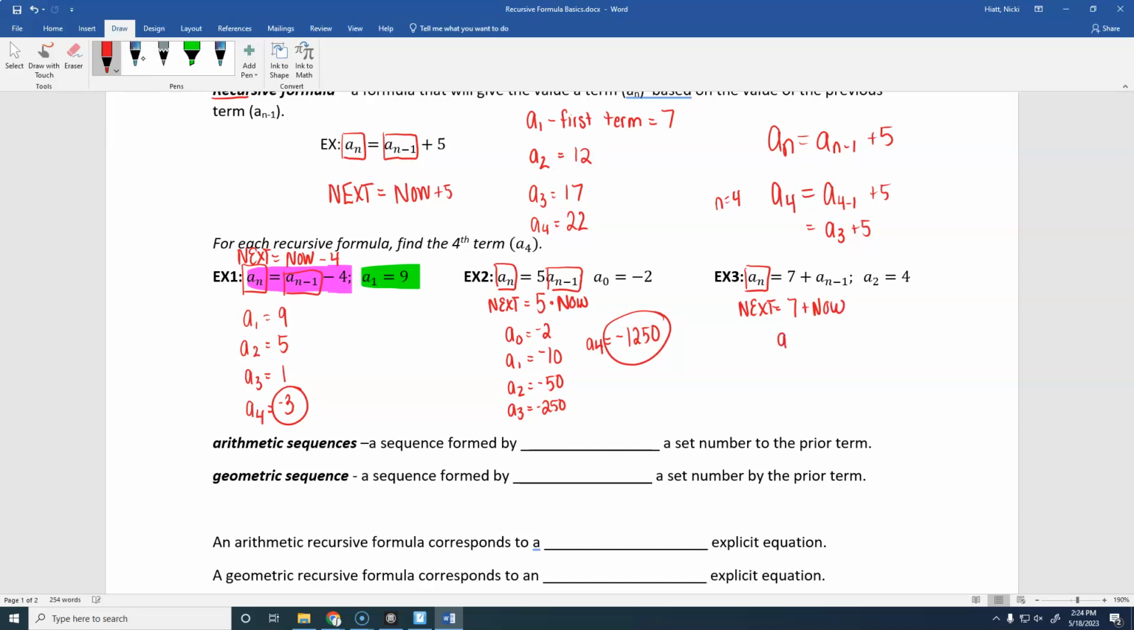So right now we got a sub 2 equals 4. So the next number, we would do 4 plus 7 like Aiden said, right? And that would give us 11. And then for the fourth term, we'd have to do 7 plus 11, 18. And so 18 would be our answer there. Okay, questions?